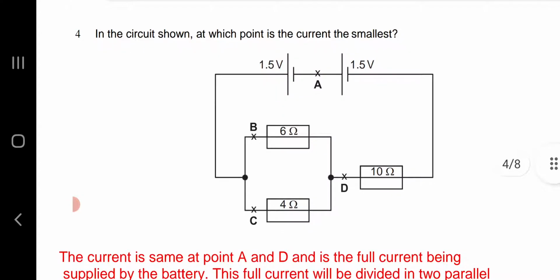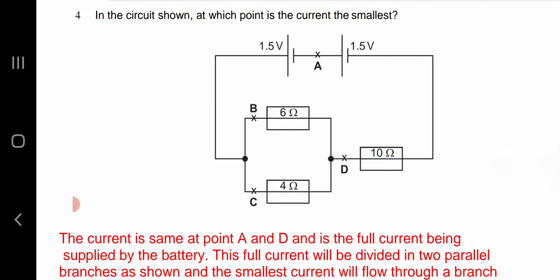Question number 4. In the circuit shown, at which point is the current the smallest? The smallest current will flow through the 6 ohm in the parallel configuration, because in parallel configuration the total current will divide itself and the lesser amount of current will flow through the branch which offers the highest resistance. So it is option B.